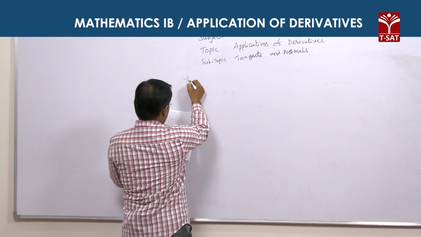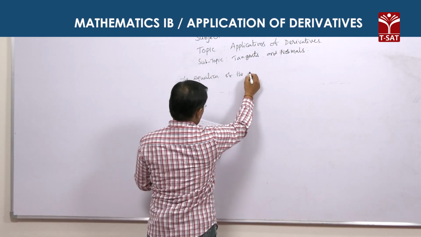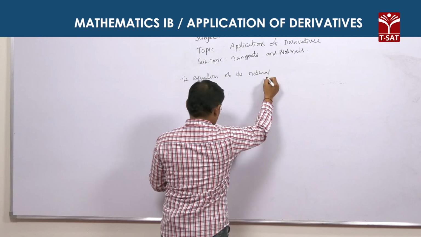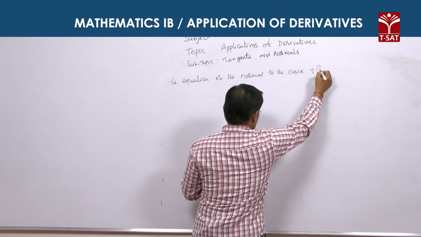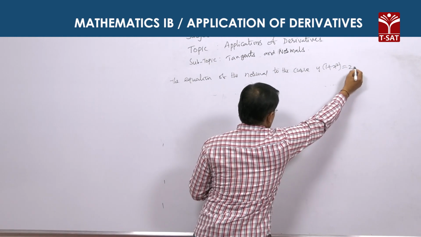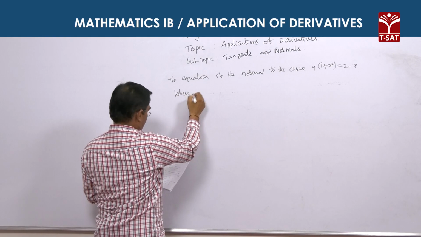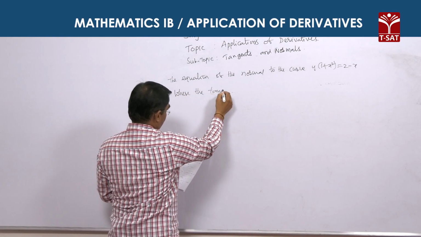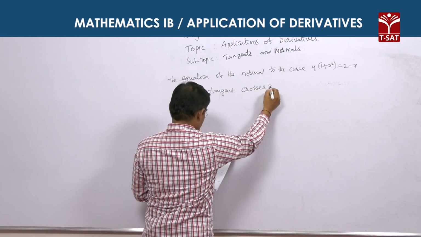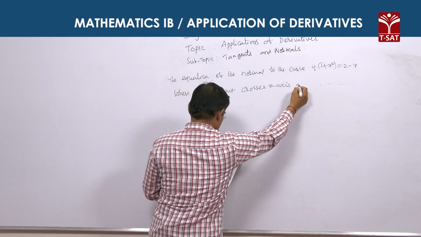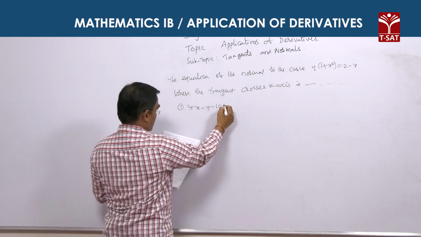The equation of the normal to the curve y(1 + x^2) = 2 - x, where the tangent crosses the x-axis, is dash. First response is 5x - y - 10 = 0.